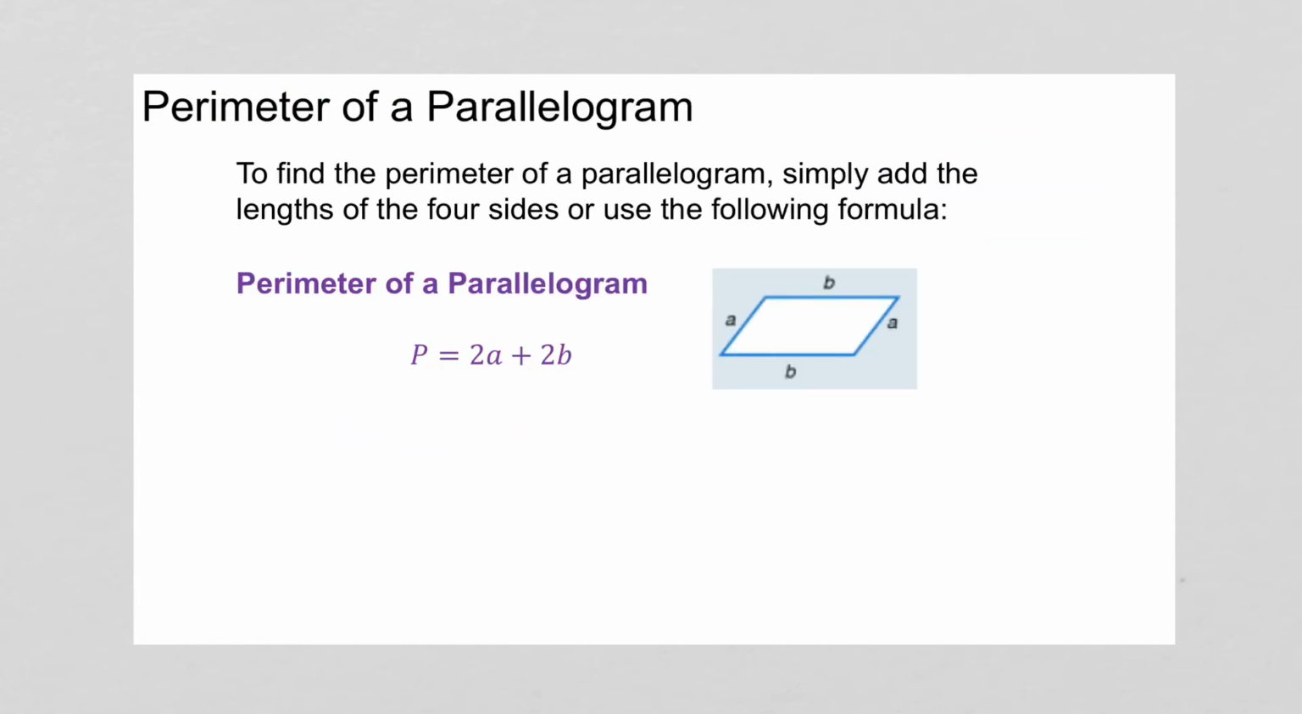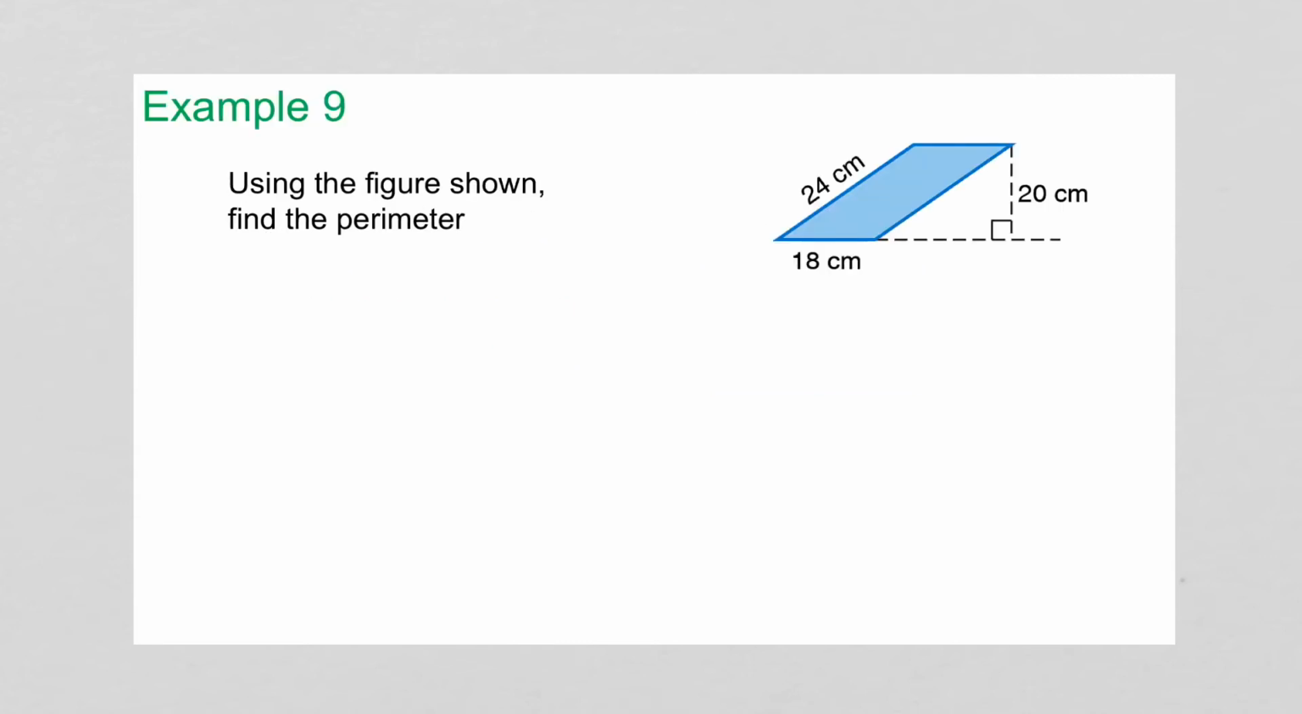The perimeter of a parallelogram is just 2 times each side added together, just like with a rectangle. So in this picture, the perimeter would be 2 times 24 centimeters plus 2 times 18 centimeters.